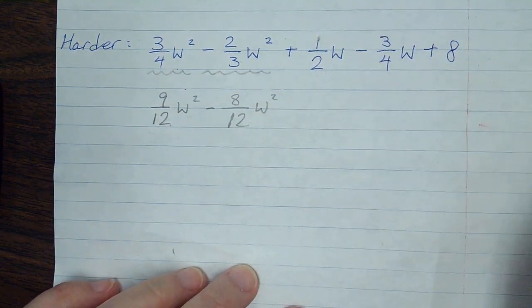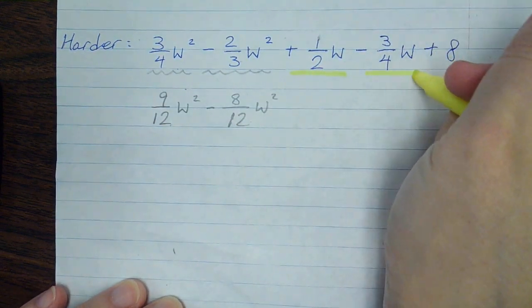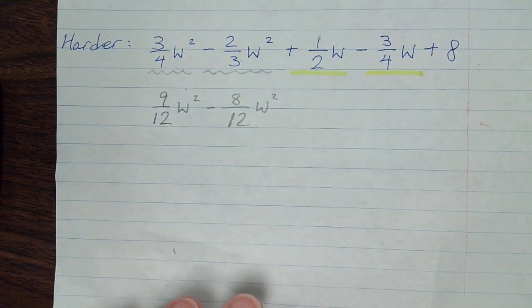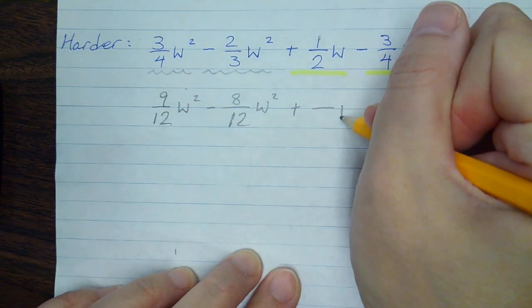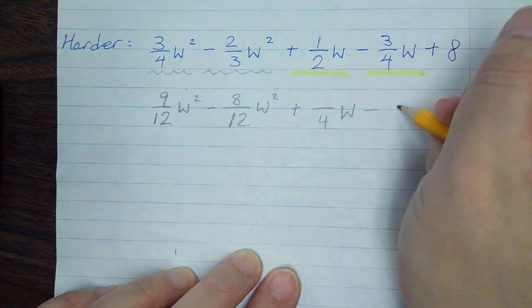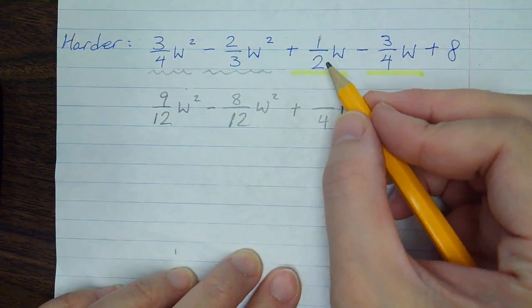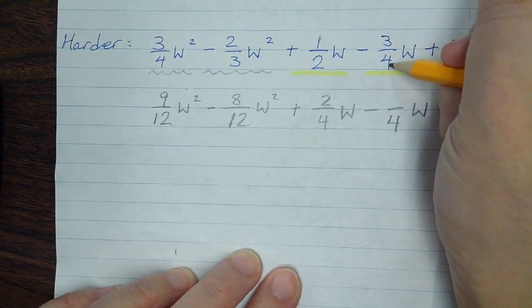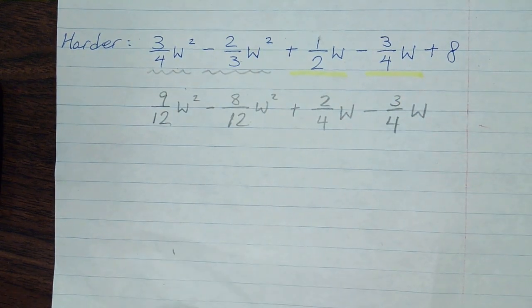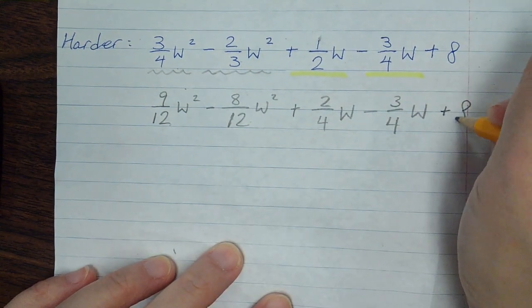Okay, same thing here. What about the w's? My two w's right here. What's my denominator here? 4, yeah. So put this over 4, put this over 4. So a half is the same as 2 over 4. And 3/4, it's already over 4. So I just leave that. And then the plus 8 at the end.